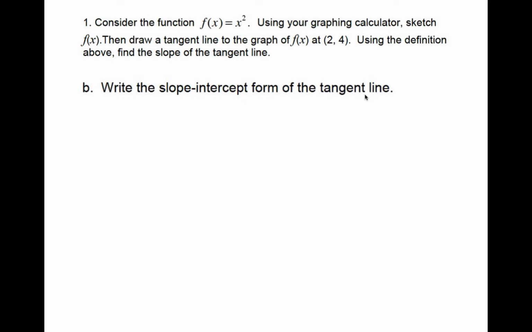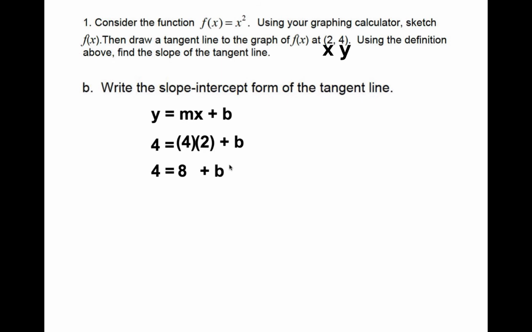So remember back in Algebra 1, you learned about y equals mx plus b. We have learned that the slope was 4 using our equation. And then I'm going to use this point where x is 2 and y is 4, and solve for b. So we have a y value of 4. Our slope from part A was 4. Our x value is 2, and I'm solving for b. So I'm going to simplify. This is 4 equals 8 plus b. To get b by itself, I have to subtract the 8 over. I'm going to get negative 4.